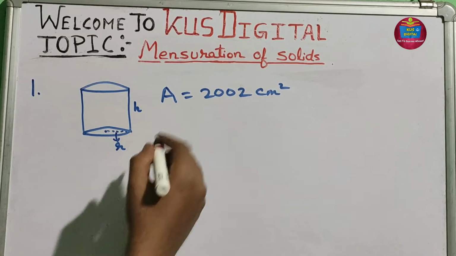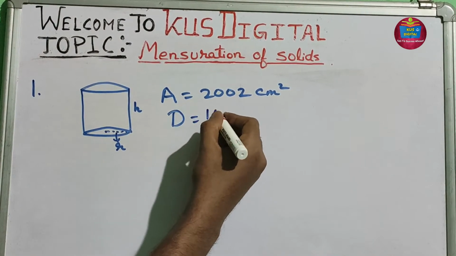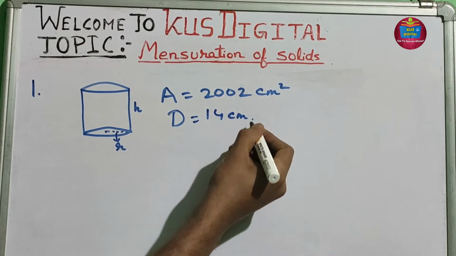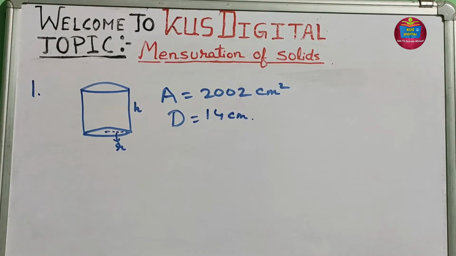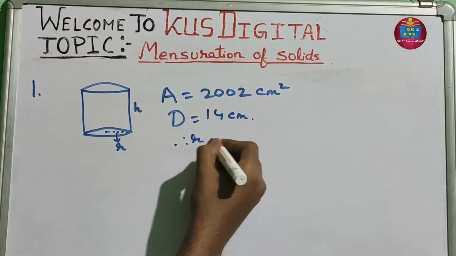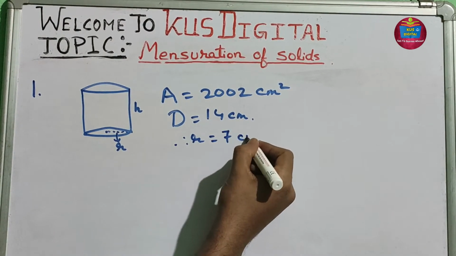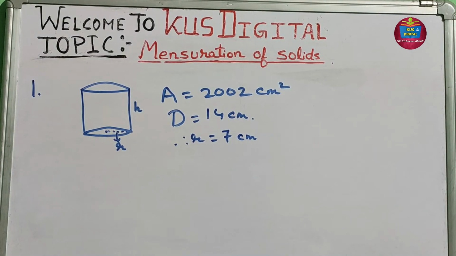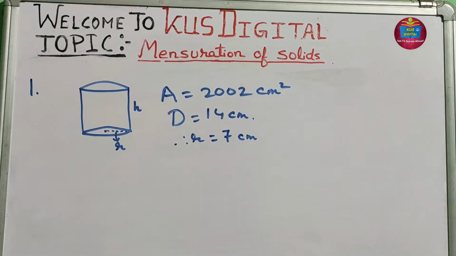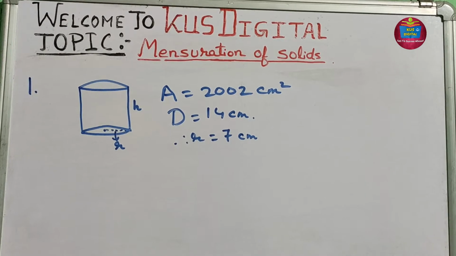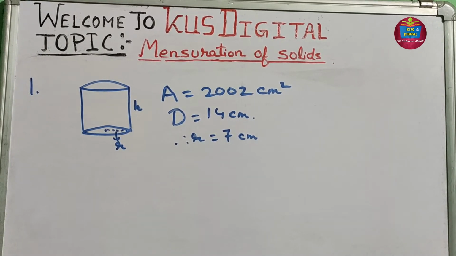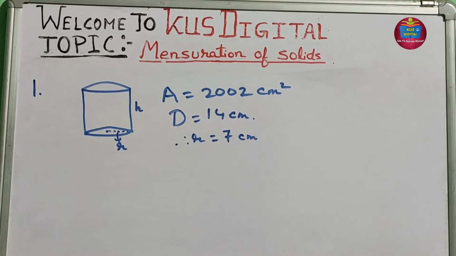Okay, now diameter is given as 14 centimeter. So if we know the diameter, we can easily find out the radius. So therefore radius would be 7 centimeter. It's obviously half of the diameter. So now we have to find out the total volume of the cylinder.